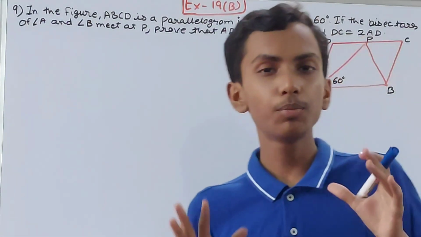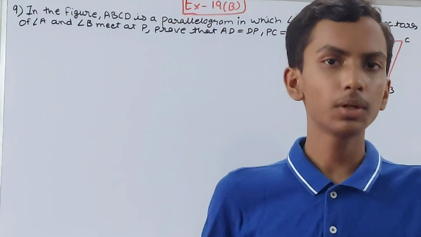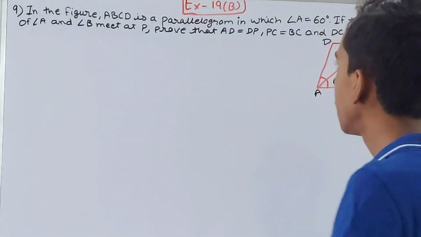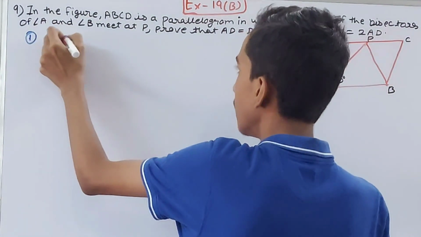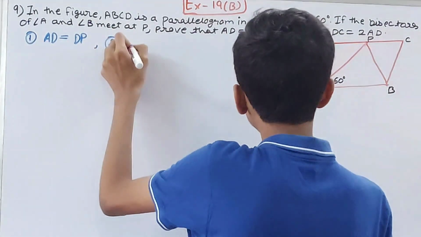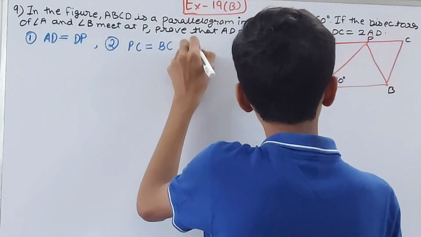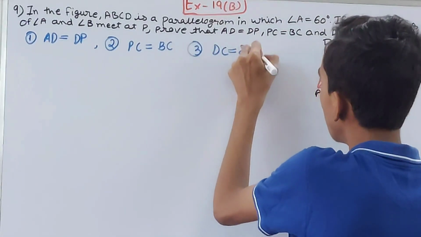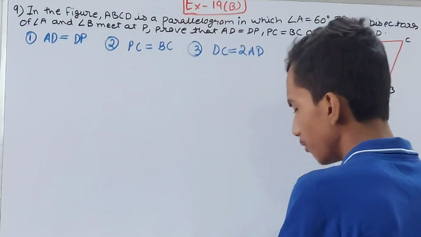So basically we have to prove three things in this question, and a few pieces of information are given to us that we will be using to prove those three things, right? What are the things that we need to prove? Look, we have to prove AD equals DP, PC equals BC, and DC is equal to 2AD. That's all we have to prove, right? Okay, fine. So we will be proving them one by one.